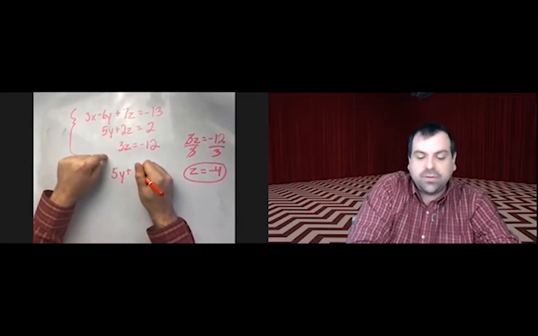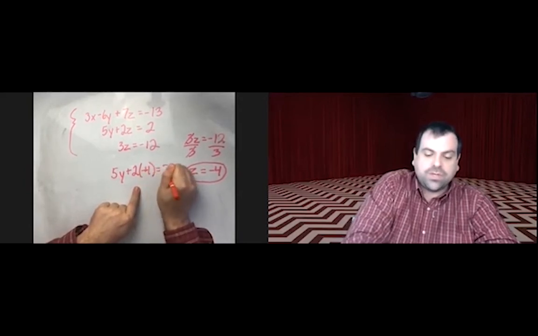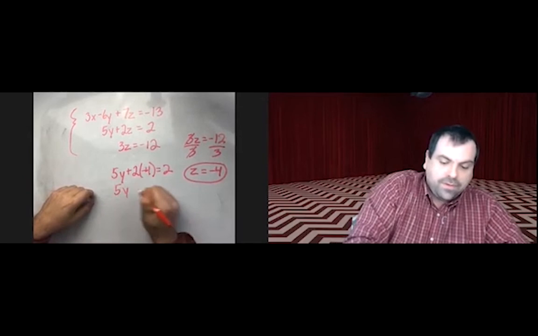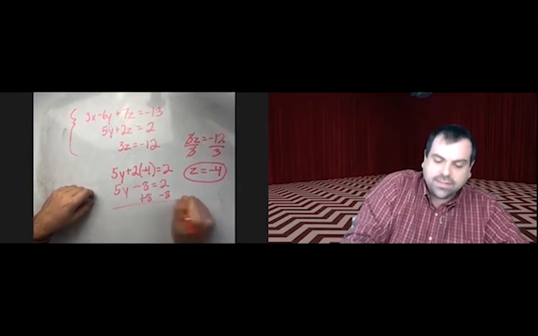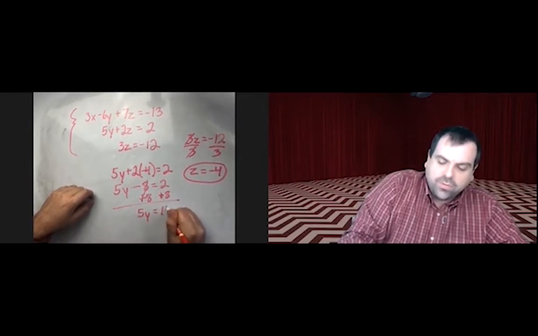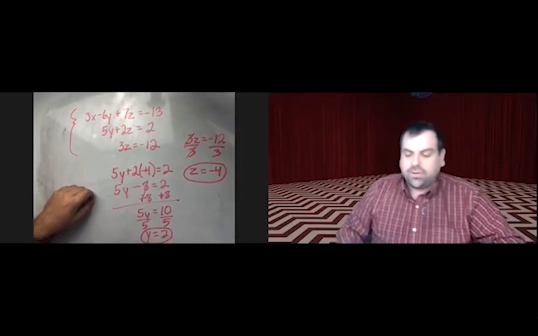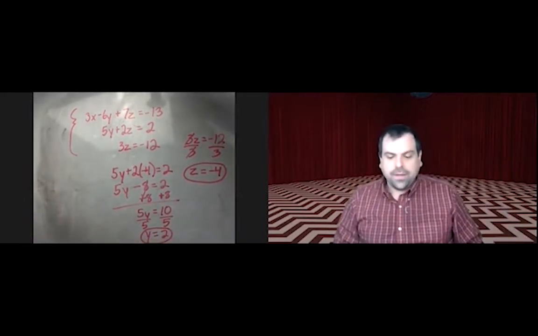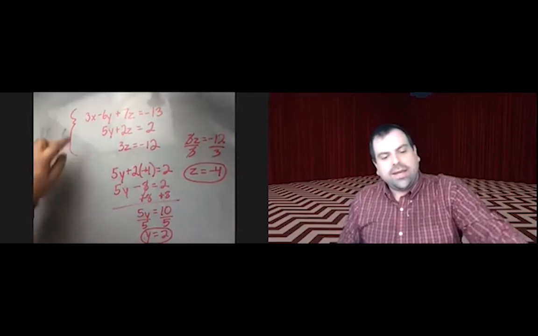5y plus 2z equals 2. That's 5y plus 2 times -4 equals 2. 5y minus 8 equals 2. Add 8 to both sides. 5y equals 10. Divide both sides by 5. There's y equals 2. And now that we have y and now that we have z, we can plug those into the first equation and easily get x.